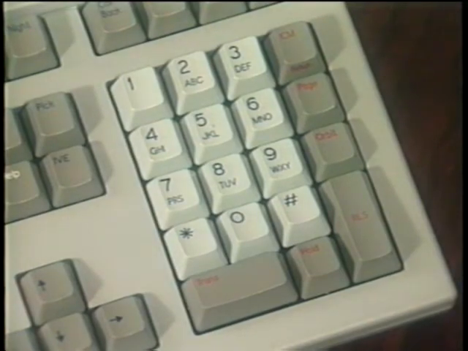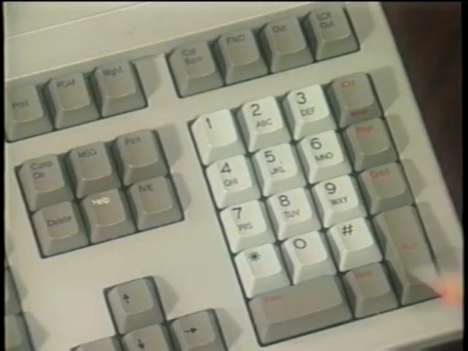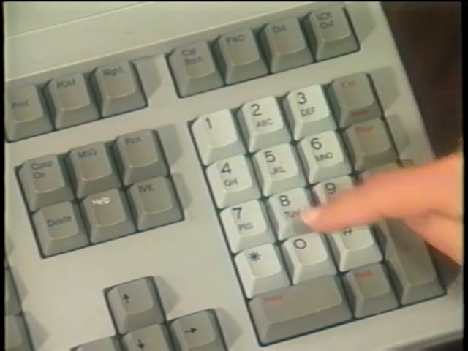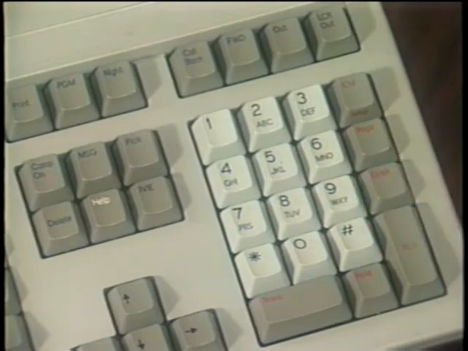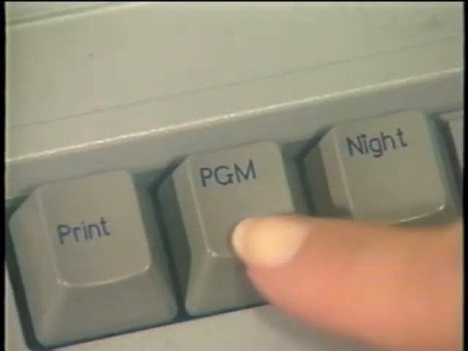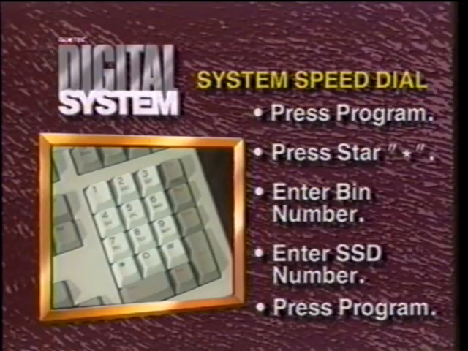With the operator terminal idle, press Program. Press star plus the bin number or access code you want to assign to the telephone number. This would be 001 through 200. Now dial the telephone number you wish to store, up to a maximum of 30 digits per number. Press Program again to execute. Now, anyone on the system will be able to speed dial that number by dialing the bin number.